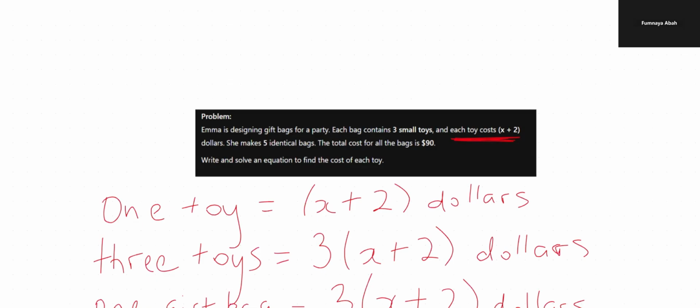Okay, so let's do one more problem relating to the distributive property. So here we have a second word problem. It says that Liam is buying notebooks and pens for school. Each notebook costs $3 and each pen costs $2. He decides to buy 4 sets, where each set includes 1 notebook and 2 pens. He spends a total of $52, including an extra $4 for tax and fees.